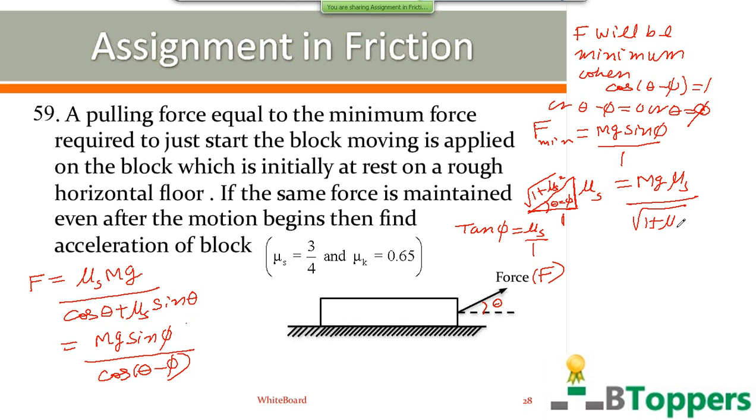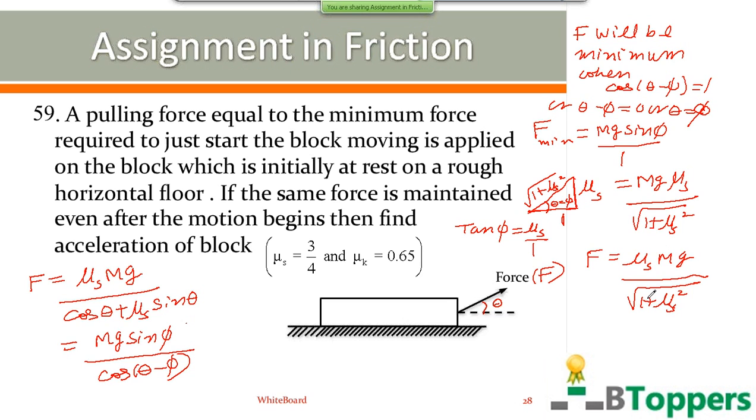So the pulling force applied on the block in the given problem has magnitude F equal to μs mg by root of 1 plus μs square. It is given that the same magnetic pulling force is maintained even after the motion begins, but after the motion begins, the frictional force acting on the block becomes kinetic friction.